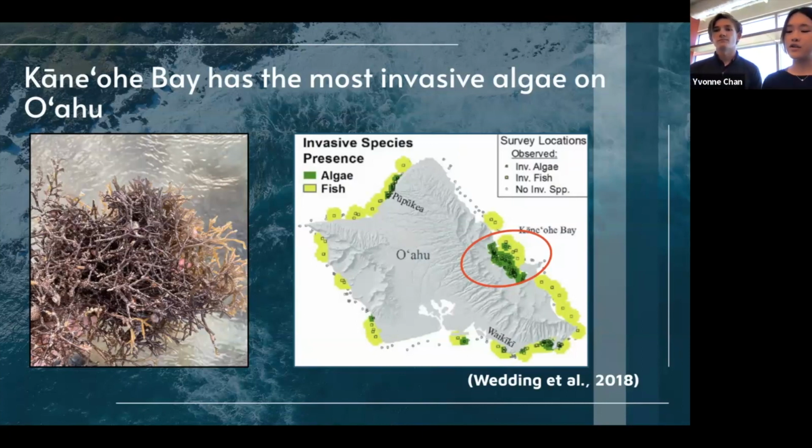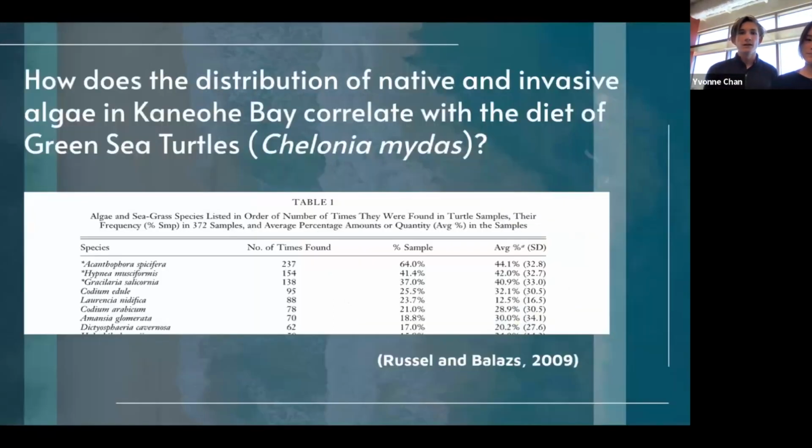Invasive algae such as Gracilaria salicornia and Gorilla ogo were introduced to Hawaii's waters in the 1970s. The way that they spread is typically through fragmentation, so they can spread asexually very fast. And this leads to the overgrowth of invasive algae species, which crowd out native limu and reduce biodiversity. So our research question was, how does the distribution of native and invasive algae in Kaneohe Bay correlate with the diet of green sea turtles?